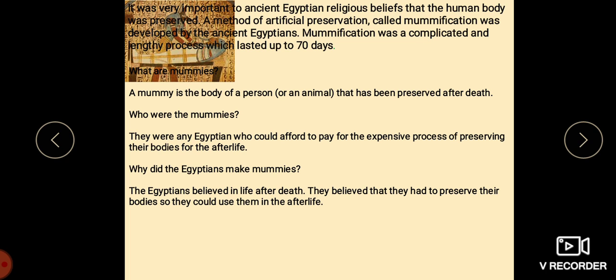So when I say mummies, what do we mean by mummies? A mummy is the body of a person that has been preserved after death. Who were the mummies? They were any Egyptians who could afford to pay for the expensive process of preserving their dead bodies for the afterlife.